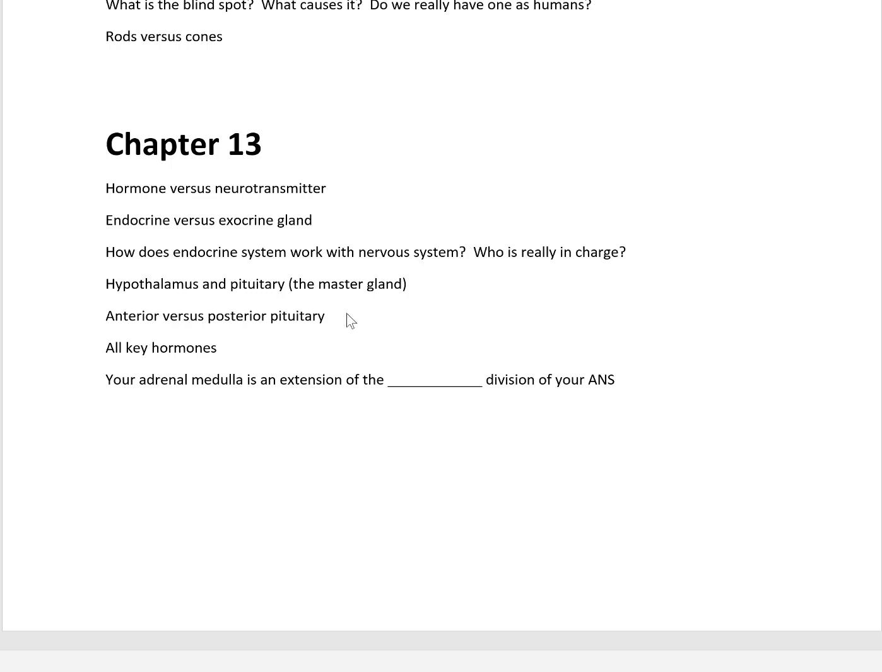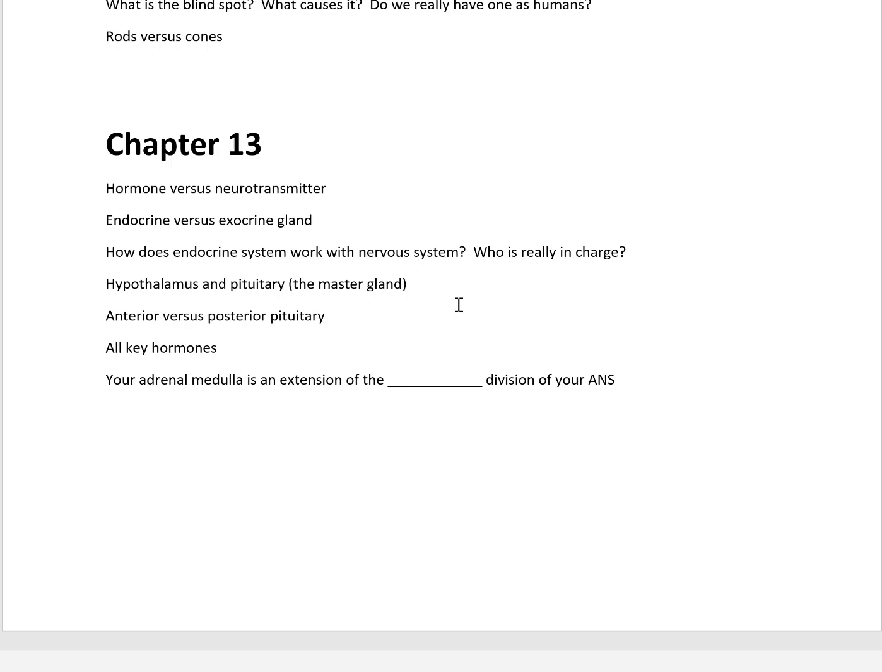All right, how does the endocrine system work with the nervous system? Who's really in charge? We kind of already covered this, right? The nervous system produces these regulatory hormones from the hypothalamus that tell your master gland, the pituitary, what to do. So the nervous system and endocrine system work together.